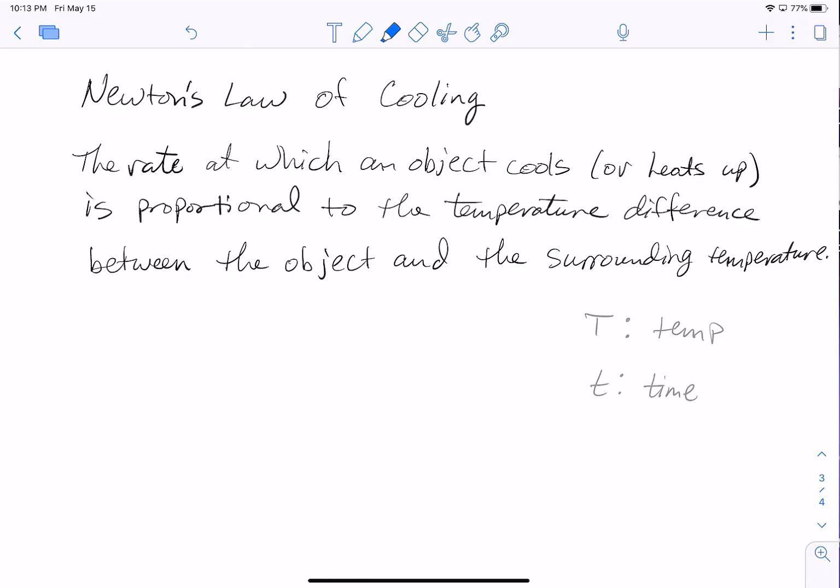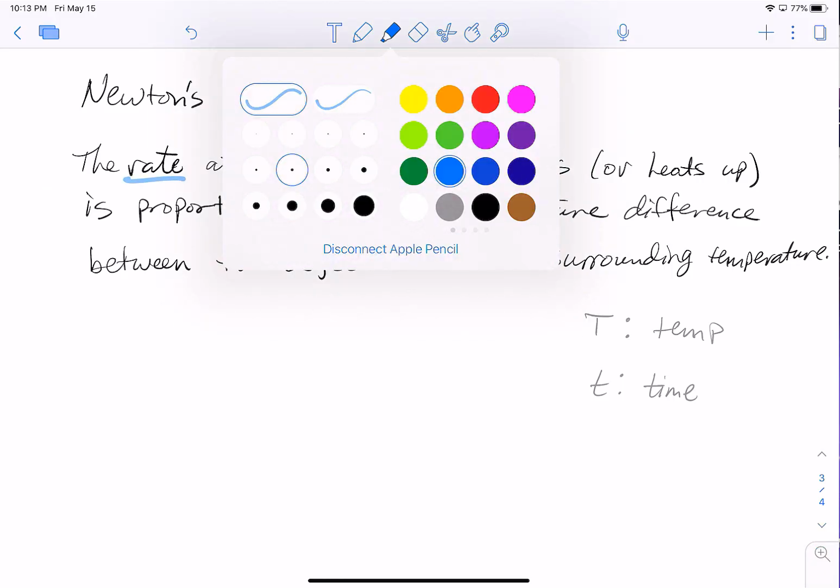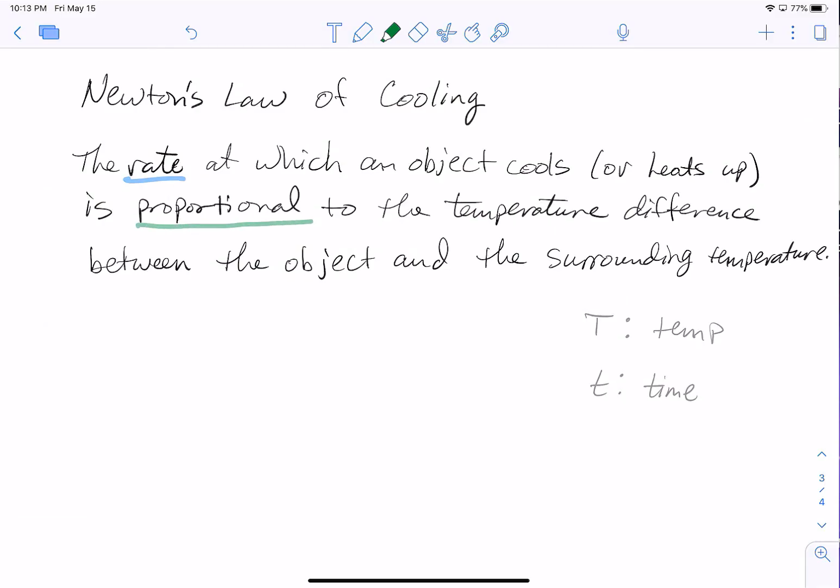Let's unpack this a little bit. The rate at which an object cools is proportional to the temperature difference between the object and the surrounding temperature. We saw something like this in a previous example. Now we're talking about the rate at which an object cools or heats up. So dT/dt, that is d temperature, d time, is equal to a constant of proportionality, k, times the temperature difference.